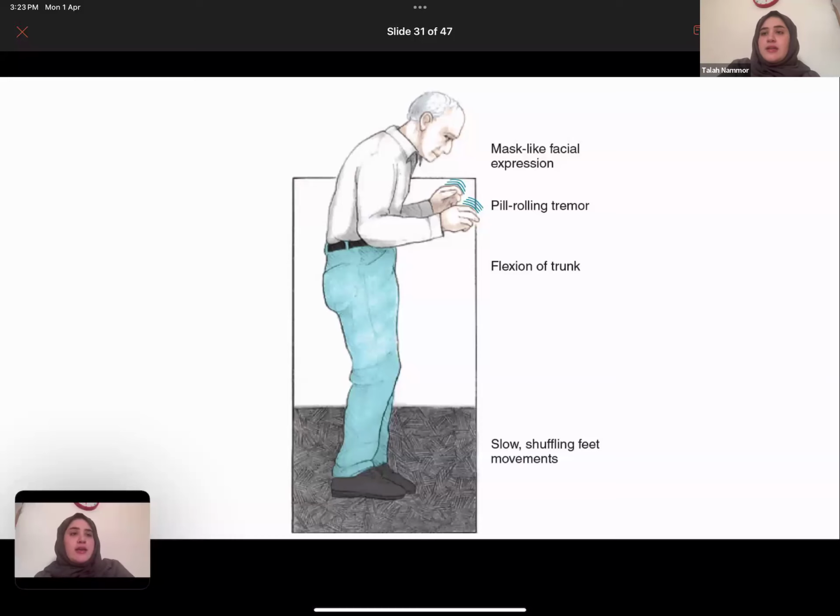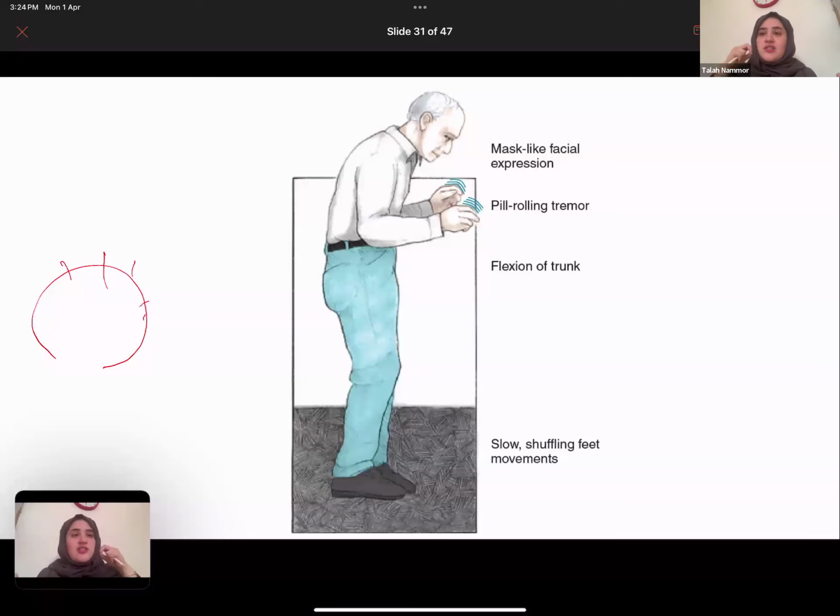We're going to have basically cogwheel rigidity. So if I want to take this pencil, I don't have Parkinson's, alhamdulillah, so I'm just going to take it. But a person with Parkinson's is just going to stop at every single step until he takes it. This is the cogwheel rigidity. You know how a cogwheel goes? You know how it stops, like one, two, three, four. So it's going to stop at every single one. They're going to have pill rolling tremor.